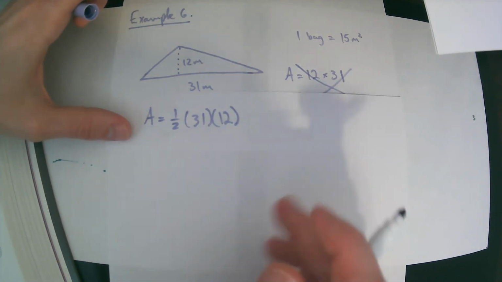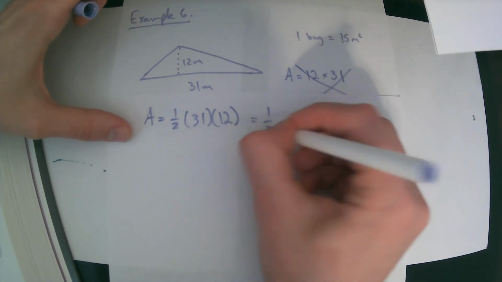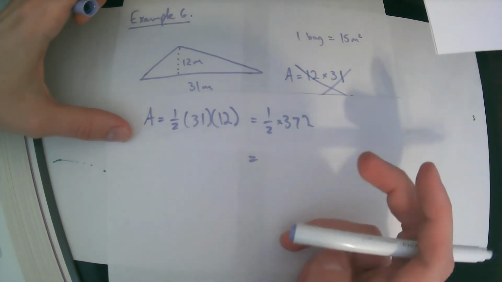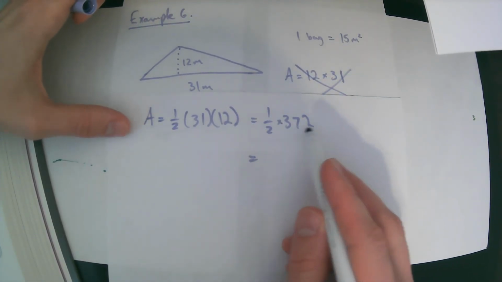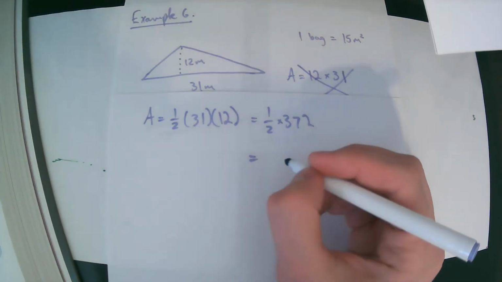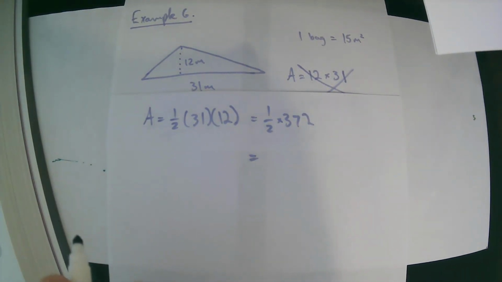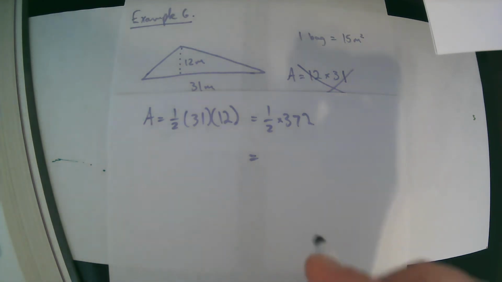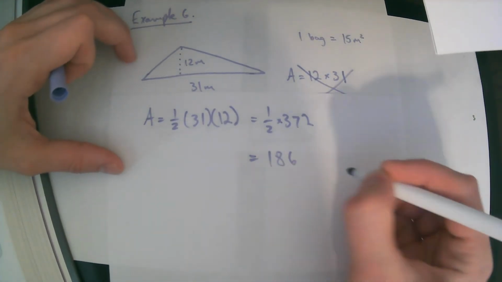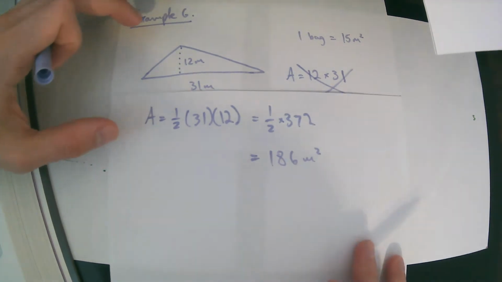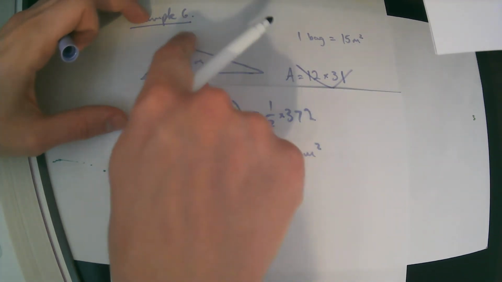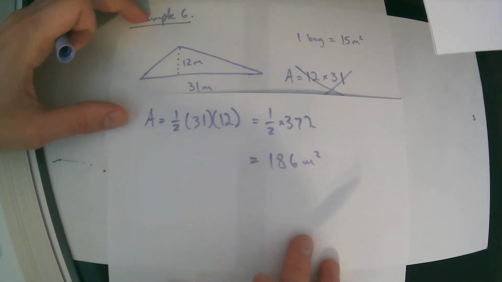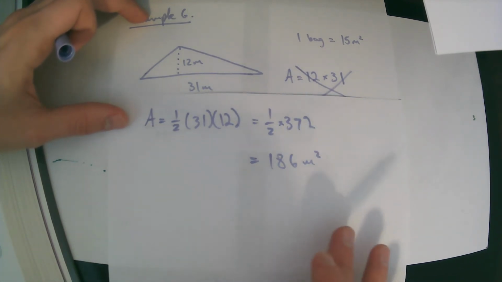Okay, so it's going to be 1/2 of 372, which is 186. So let's just do it in the calculator, because that's how we will all be doing it. 186 meters squared. Okay, so I accidentally found the area of a parallelogram with base and height 31 and 12. Okay, my mistake.